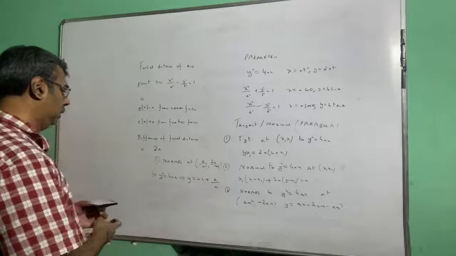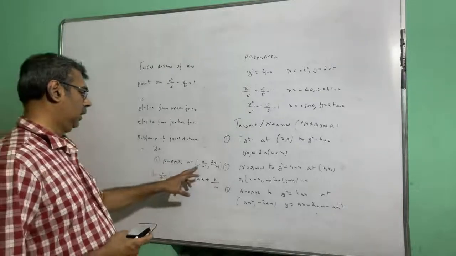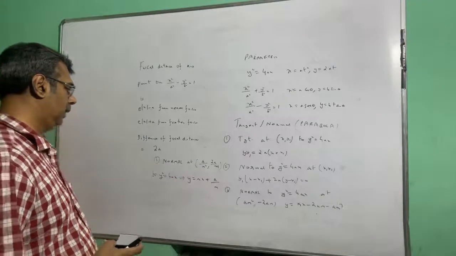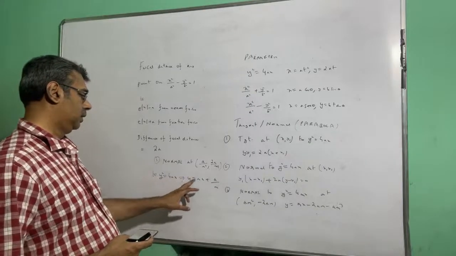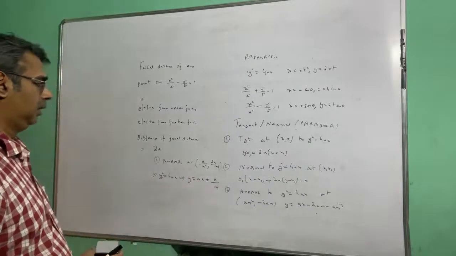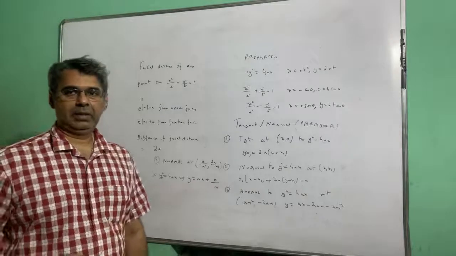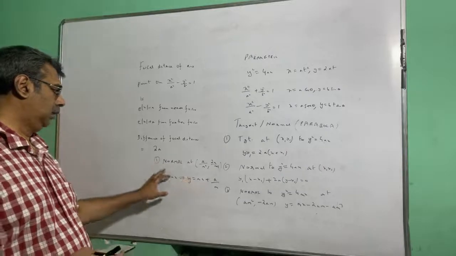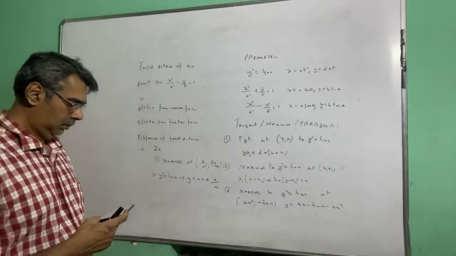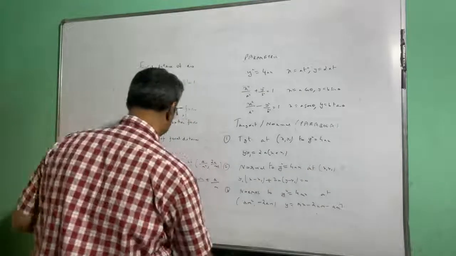Okay, number 4. The normal at a by m square comma 2a by m to the parabola y square equal to 4ax is y equal to mx plus a by m. So these are the tangent and normal formulas of parabola. Tangent, normal, normal, and the last one will be tangent.